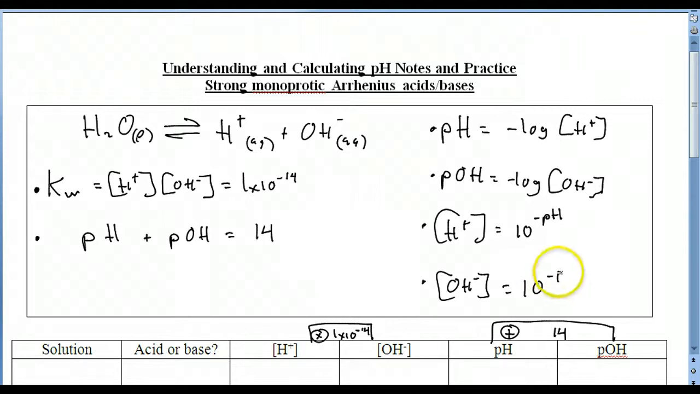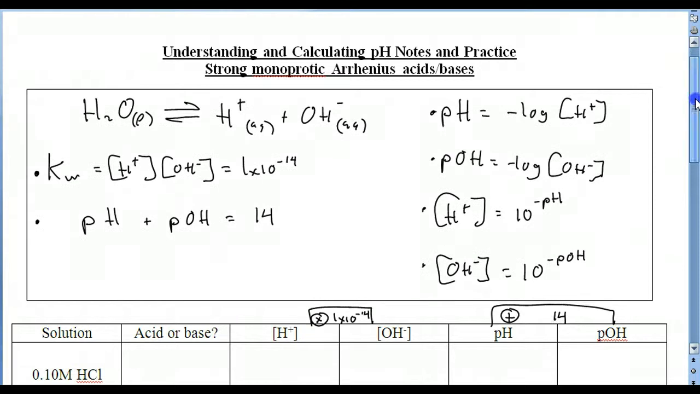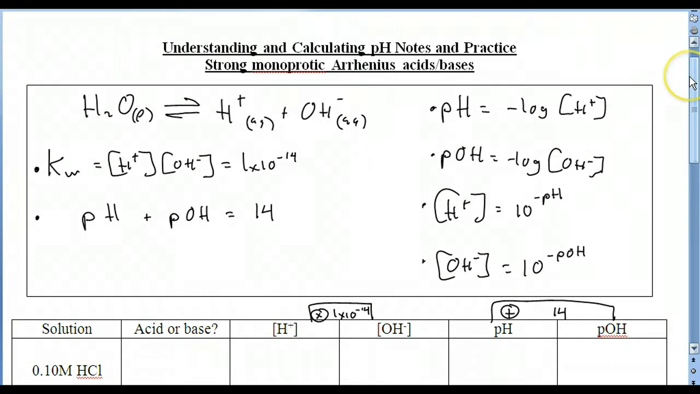10 raised to the negative pOH. I tend to call this the antilog. You can say 10 to the X power, whatever phrasing you are comfortable with. Like I said, I generally call it the antilog. With these equations, that allows me to go from pH to H+, or pOH to OH. So using these six bulleted equations, we can solve for the rest of these.